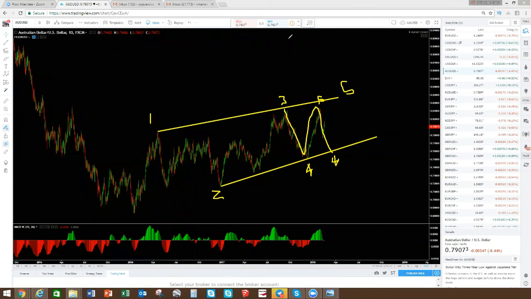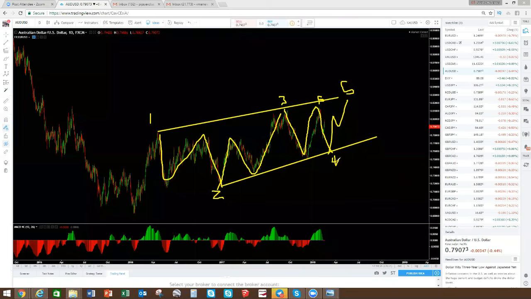Let's get that off with an eraser. See here, so your 4 could be there, and then you get something like that. So that's your 1, 2, 3 within wave 2. That's your 1, 2, 3 within wave 3. That's your 1, 2, 3 within wave 4. And then you're going to expect another move higher. So where are we now? We've reversed here, so we could get another move.